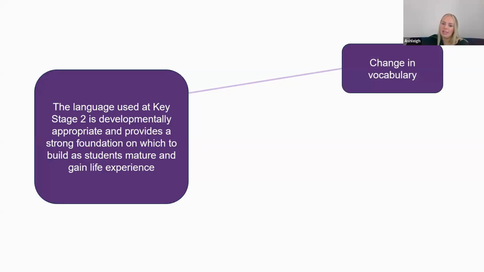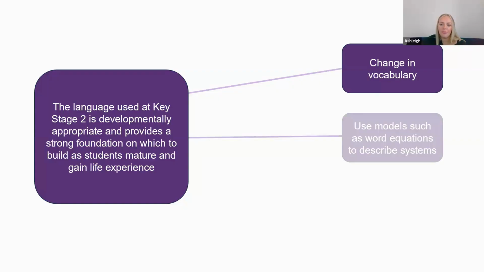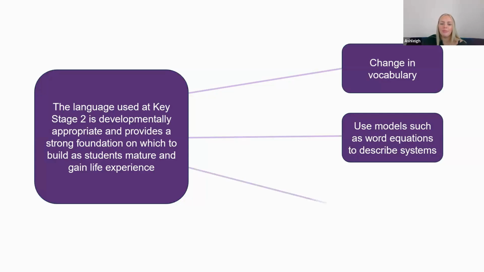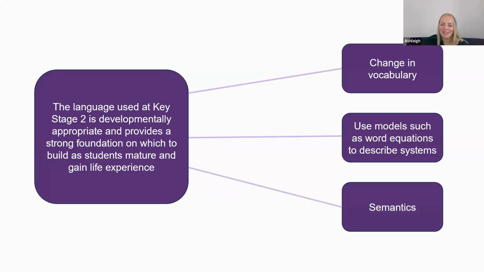So what we need to do as secondary educators is take this breadth of knowledge and change the vocabulary, use models like the example I just gave for photosynthesis, such as word equations to describe a system or a process. And semantics. So has something been said in a way that is the simplest form so that a young person is able to understand it? Can we use that to our advantage? Use that the first time we say something, see who has heard that and understands it, and then change the language to be more appropriate and more accurate.